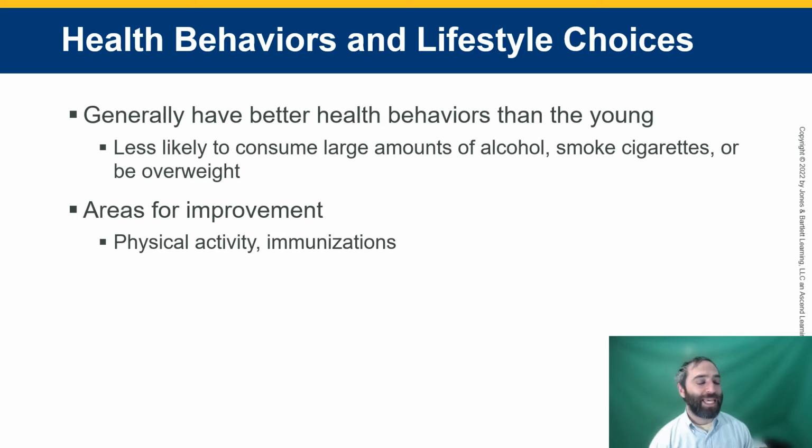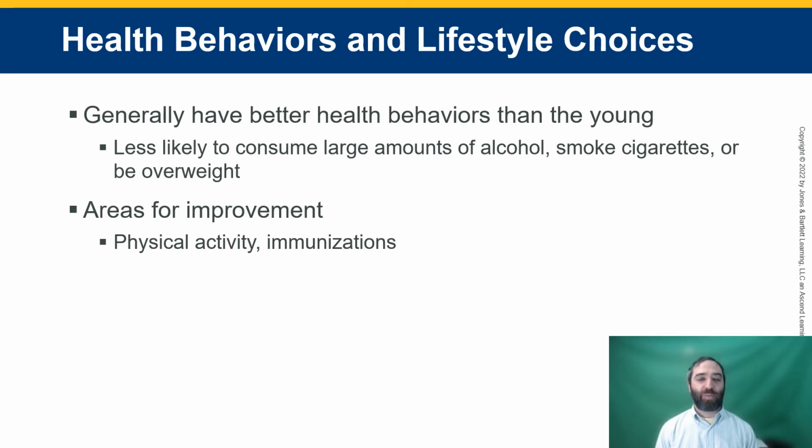Now, maybe it's because they know that those things are going to hurt them, and they're thinking, this is going to kill me really soon, whereas younger people are thinking, oh, well, 50 years old is forever away. Or it could be that the elderly people who drank a lot and smoked a lot and were overweight have already passed. It's probably a combination of both of those.